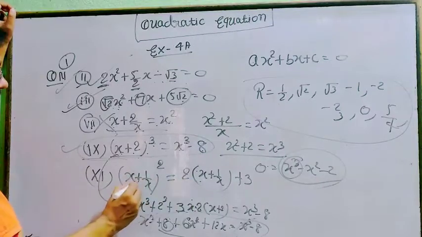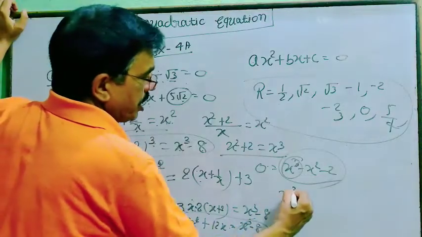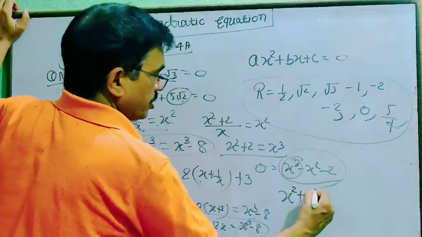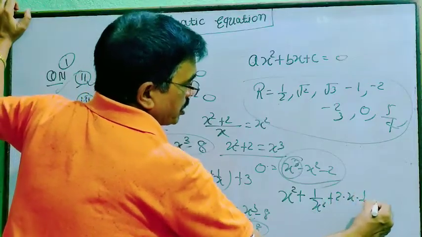Similarly, when you solve it, here is x plus 1 by x whole square, then it is x square plus 1 by x square plus 2 into x into 1 by x.